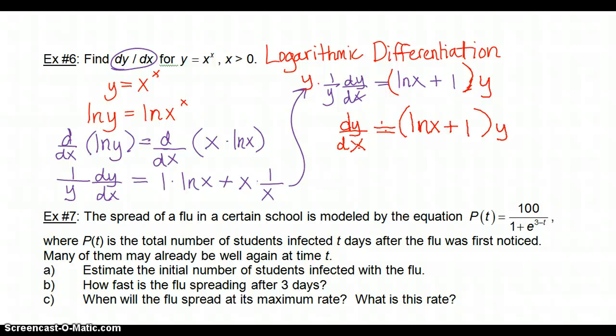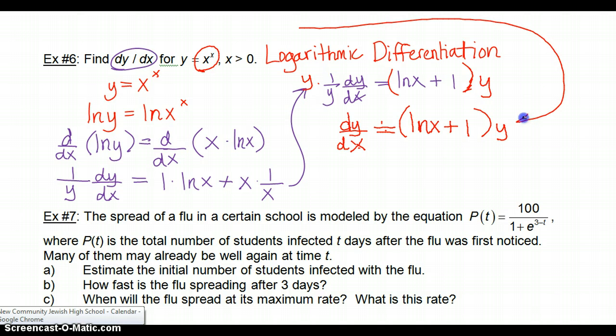I actually don't want to leave y in my answer. Notice I started with y equals and all the x's were on one side. So when I take the derivative, I want it to be in that same format. I want to have dy/dx and have just x on my right side. What is y equal to? x to the x power. So I actually get to go back and plug that in. I'm going to put it in front, so it's x to the x.